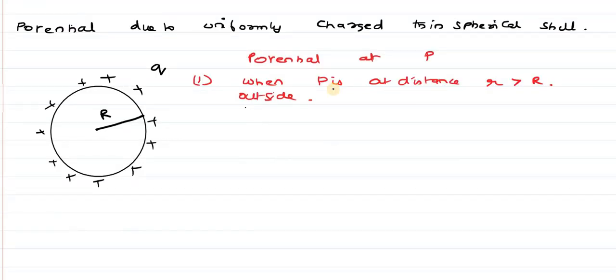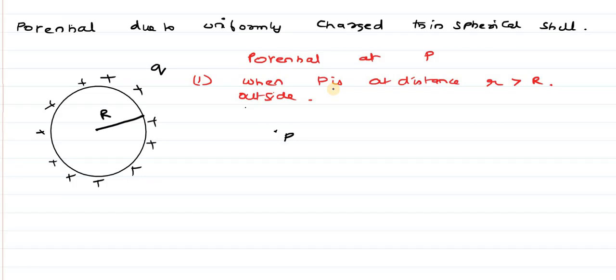So what will it be? We know that it is a uniformly charged spherical shell, where the charges reside on the outer surface. But where is the point P? The point P is outside.